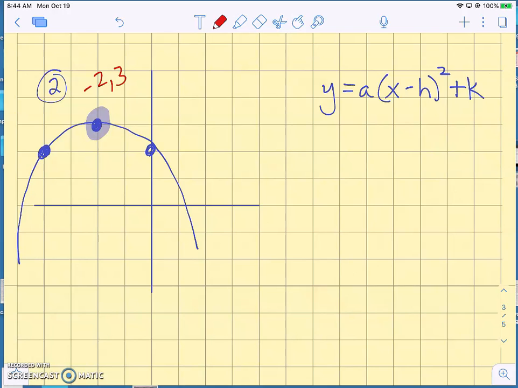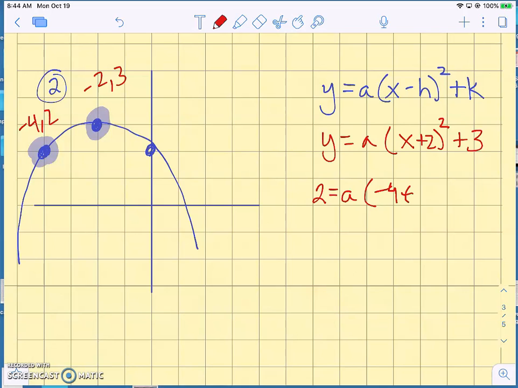Okay, so y equals a(x, since it's -2, we'd have +2) squared plus 3. And then we need some other coordinate. And it doesn't matter if we use this one or we could use the other one. So that's -4, 2. So if we plug that in for our y and x, we have 2 equals a(-4 plus 2) squared.